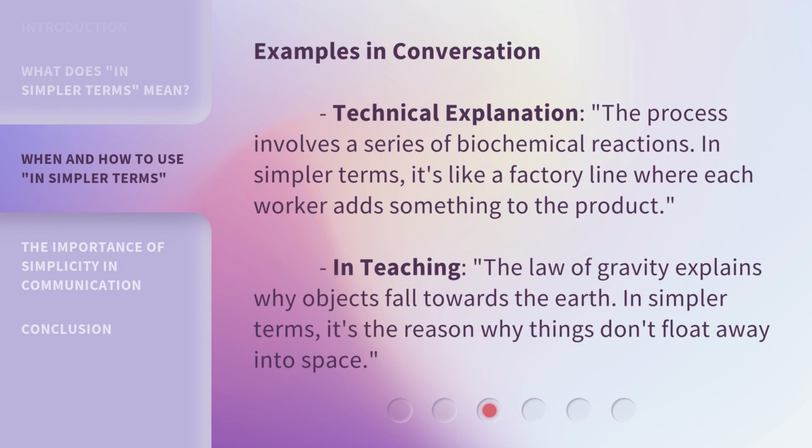Examples in conversation. Technical explanation: The process involves a series of biochemical reactions. In simpler terms, it's like a factory line where each worker adds something to the product. In teaching: The law of gravity explains why objects fall towards the earth. In simpler terms, it's the reason why things don't float away into space.